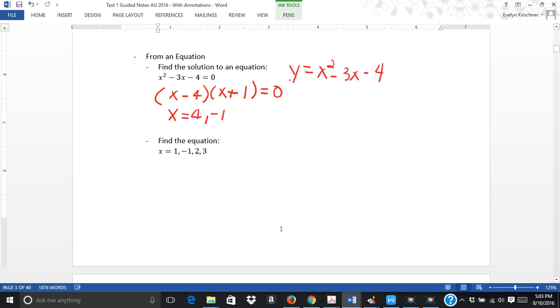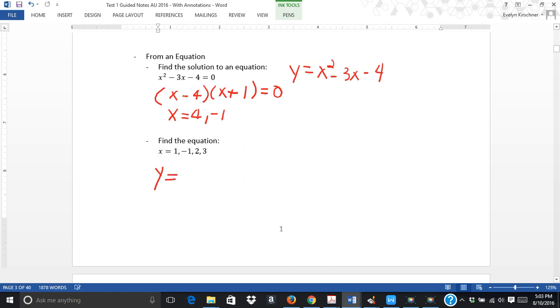And when I set this to 0, remember when y is 0, it's where it crosses the x-axis. So those give me x-intercepts. Sometimes I might give you what the x-intercepts are, and you have to find the equation. Now we're not going to multiply it out, we're just going to write it.